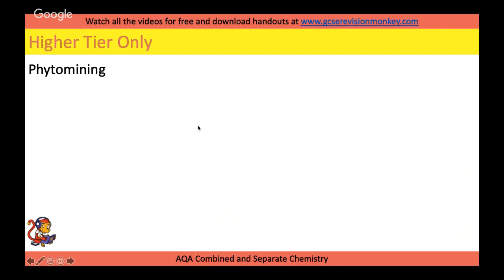So, phytomining, something completely different now. Phytomining, P for phytomining, is to do with plants. Now, for higher tier, you need to be aware of the problem that many of our finite resources of copper are running out. So, ores are rocks that contain metals, and many of our high-grade ores that contain lots of copper are running out.